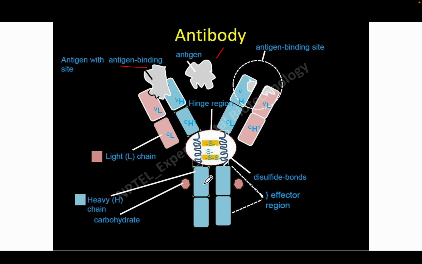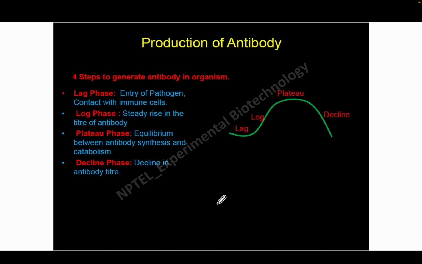So this is the heavy chain. Some parts of the antibody are also glycosylated. So these are the glycosylated heavy chain carbohydrates: this is the heavy chain, and these are carbohydrates attached to the heavy chain. Okay, so this is how we can explain our antibody schematically.